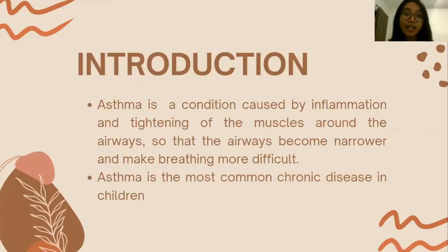Okay, the introduction. Asthma is a chronic disease. It's a condition caused by inflammation and tightening of the muscles around the airways, so that the airways become narrower and breathing becomes more difficult. Asthma is the most common chronic disease in children. That's all from me. The next slide will be presented by my friends.